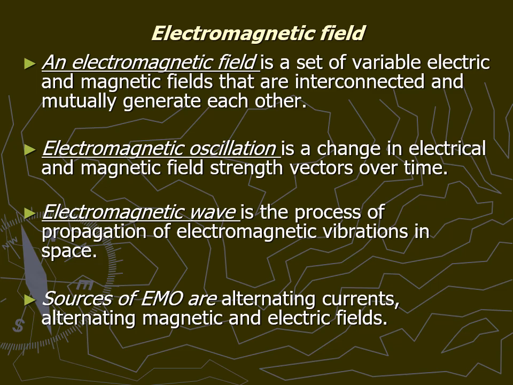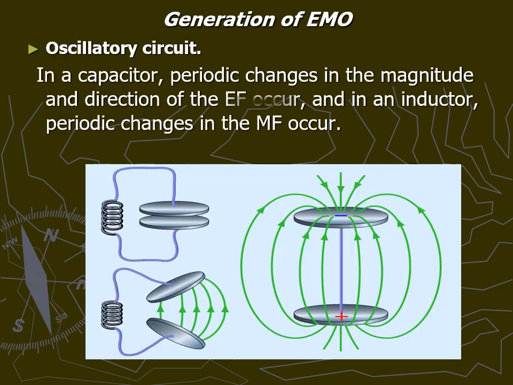These are alternating currents, which are sources of an alternating magnetic field. There are also alternating magnetic fields, alternating electric fields, and various types of accelerated motion of charged particles, which will also be sources of electromagnetic oscillations. The next question is the generation of electromagnetic waves, electromagnetic oscillations. In order to obtain electromagnetic oscillations, we need to use an oscillatory circuit.